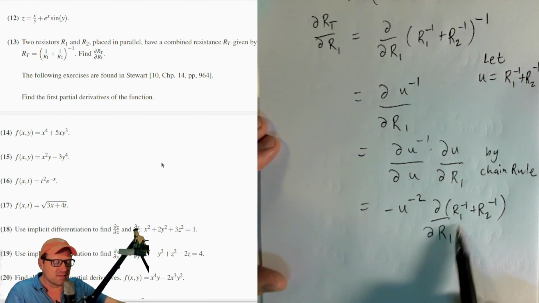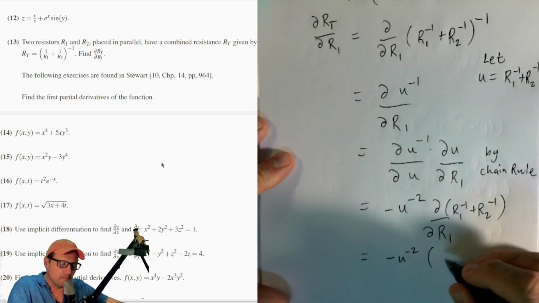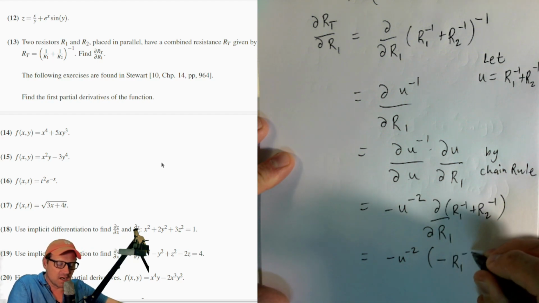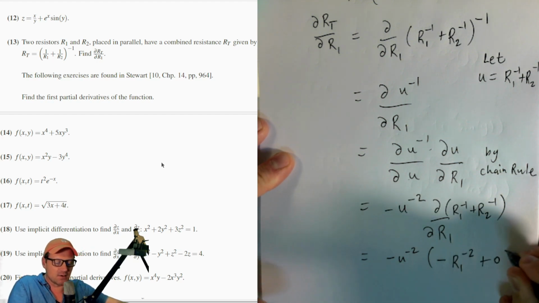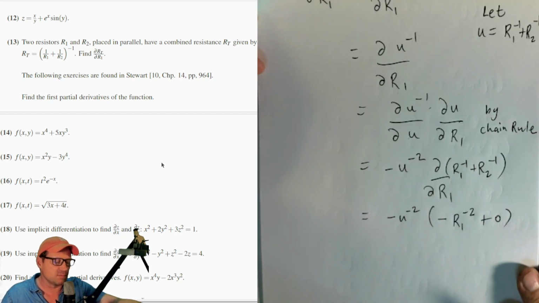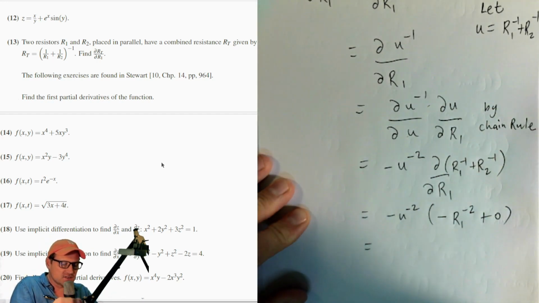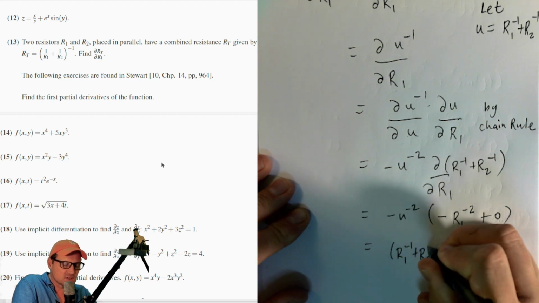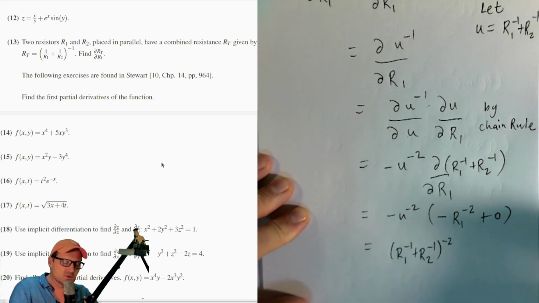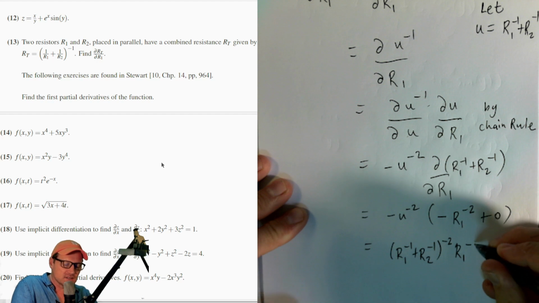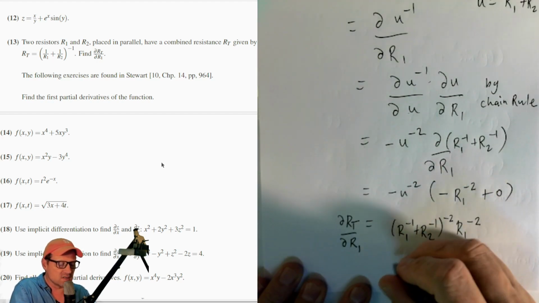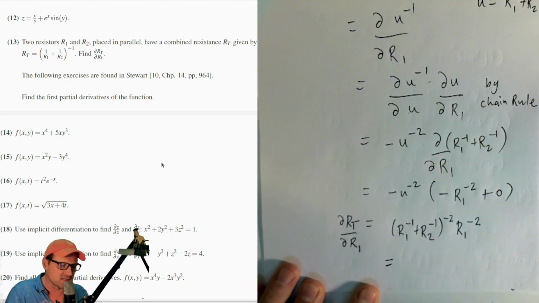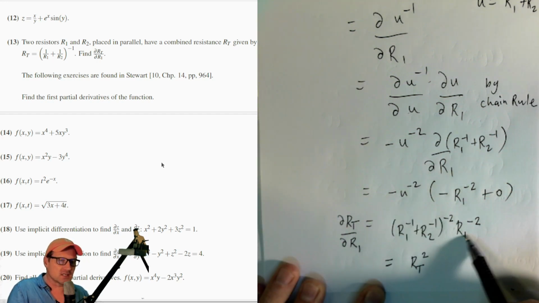Okay, simplifying this derivative, we have minus R1 to the minus 2 plus 0. And so this simplifies as u to the minus 2, which is R1 to the minus 1 plus R2 to the minus 1, all to the minus 2, times R1 to the minus 2. Now we can notice here that there's another way to express this, because this is RT squared, and this we can write as 1 on R1 squared.